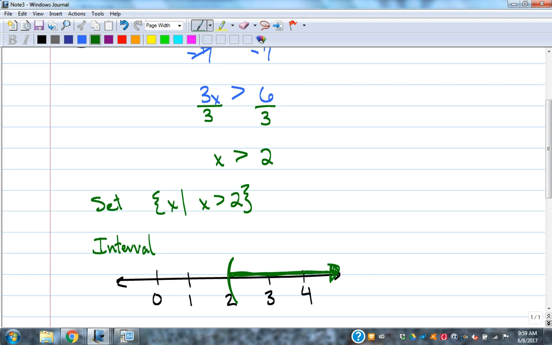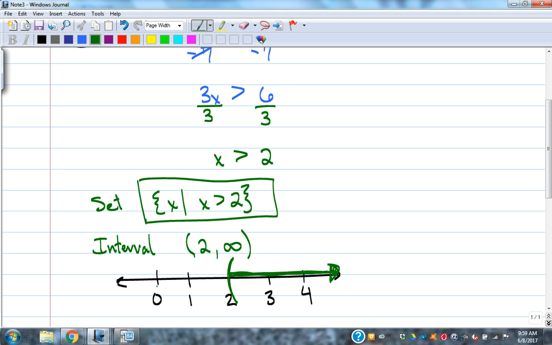If it were an equal to sign, if it had the little bar underneath it, then we're going to use a bracket. The interval notation is parenthesis 2 to infinity. So you have set notation, you have interval notation, and then you have the graph that goes with it.